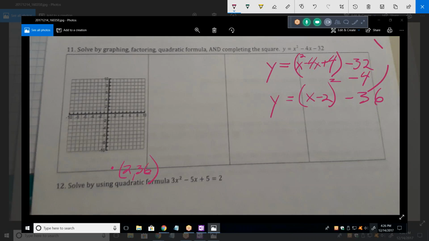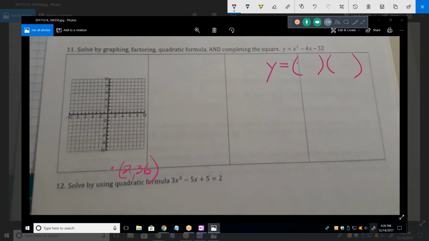Okay. Now, I can't graph it from just the vertex. I need other things. Well, what are the two best points to get? The x-intercepts. Notice we can factor this fairly easily. And guess what? Once I factor it, I've got my x-intercepts. Now I'm done graphing it. Once I get my two x-intercepts and my vertex, I'm going home.